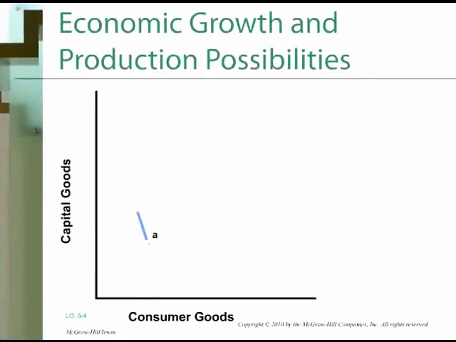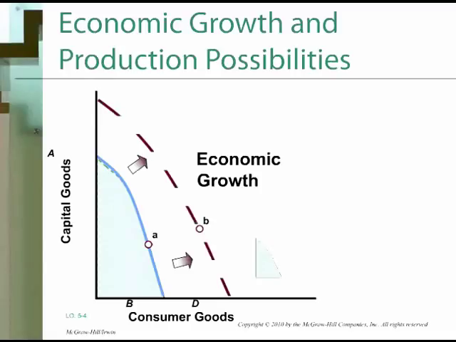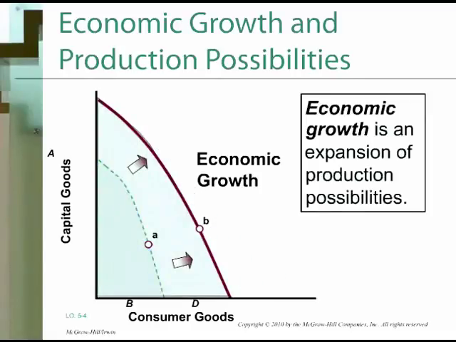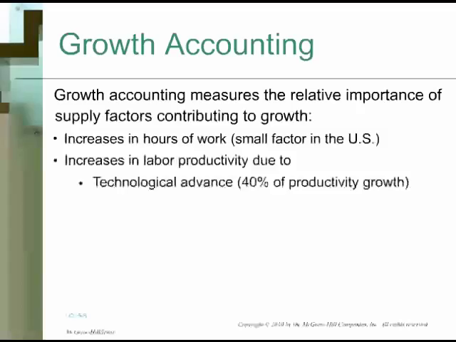Recall the production possibilities model from Chapter 1. Suppose the economy is initially at point A on the production possibilities curve. Economic growth allows the economy to move to point B, which lies on a higher production possibilities curve. Thus, we can think of economic growth as an expansion of production possibilities.